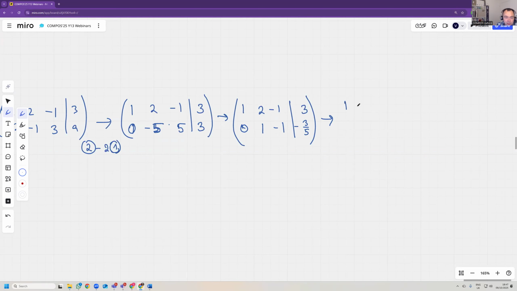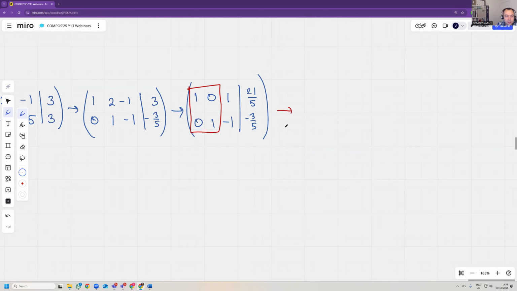1, 0, 1, and then 3 plus 6/5. 3 plus 6/5, 15 plus 21... 21/5, minus 3/5, 0, 1, minus 1. So we've achieved our aim. We achieved our aim of getting the identity matrix here.